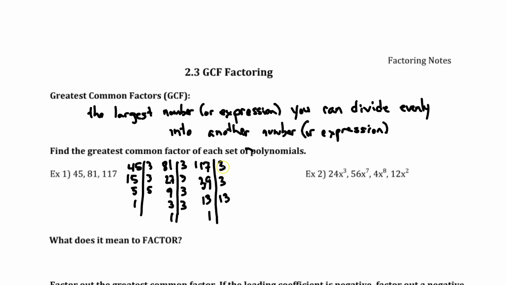So then I see, what do they have in common? They all have two 3s. And so I can say that the greatest common factor is 3 times 3, or 9. So I'm going to do the same thing over here.